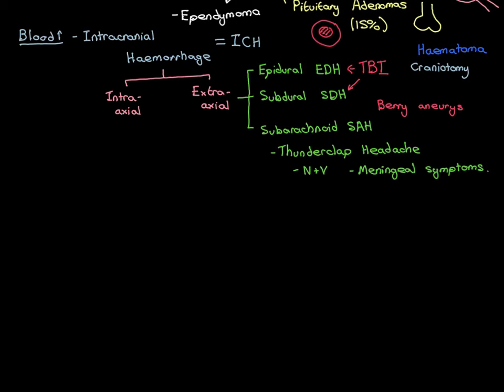So let me just make sure I spell aneurysm correctly. Aneurysm, I think that's correct. Okay, so berry aneurysms. What is a berry aneurysm? Well, of course, firstly we need to answer the question of what is an aneurysm. An aneurysm is a dilated portion of a blood vessel, and it's been formed by the wall of the blood vessel being weak and being pushed open or pushed to expand by the pressure of the blood inside.